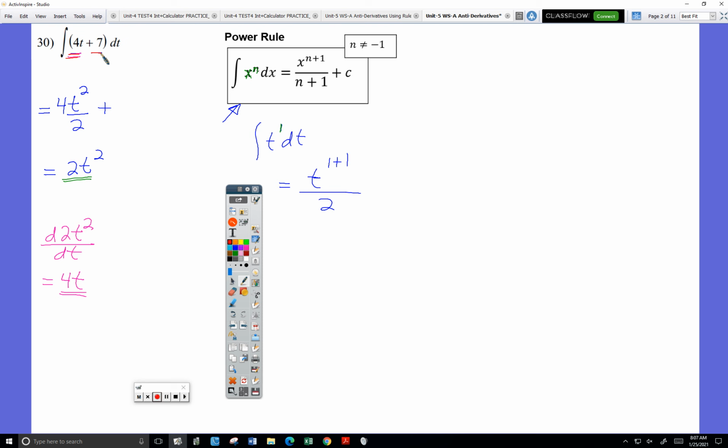You can use the power rule because it's actually t to the 0. To me, it's faster just to think for a second, go, wait a minute. If I took a derivative of something and the result was 7, I must have started with 7t, because the derivative of 7t is 7. Questions?